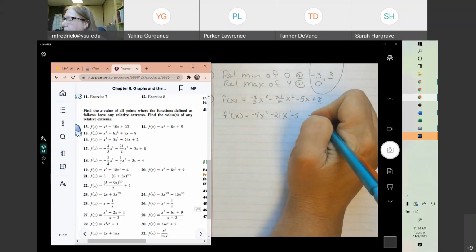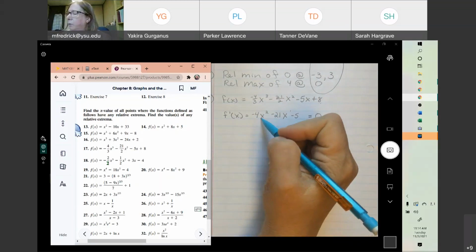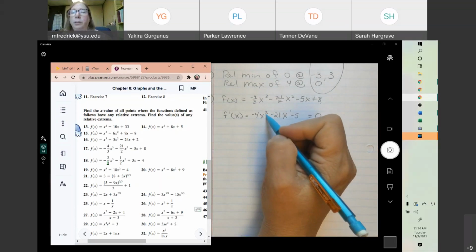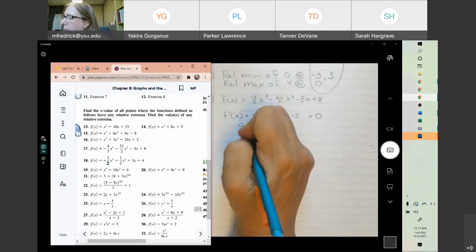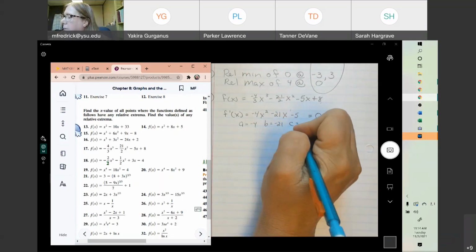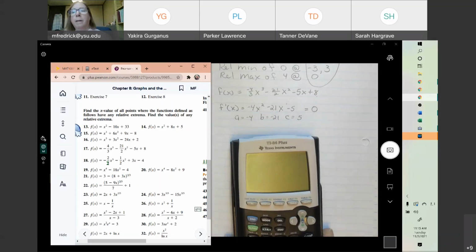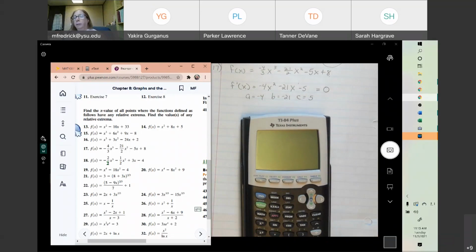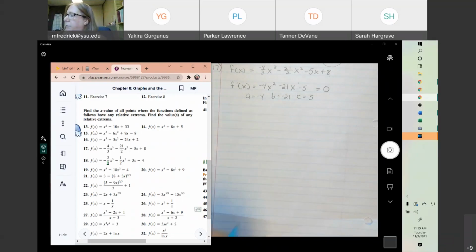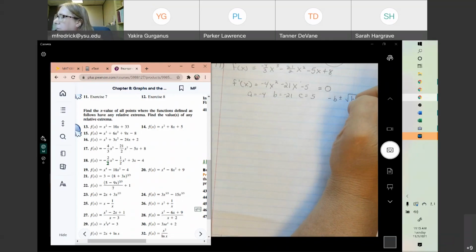Then we need to set it equal to 0. Now this one is factorable, so you could factor it. But since it's quadratic, which means the degree is 2, I would use the quadratic formula. You can use the quadratic formula in your calculator, or you can use the formula: negative b plus or minus the square root of b squared minus 4ac, all over 2a.